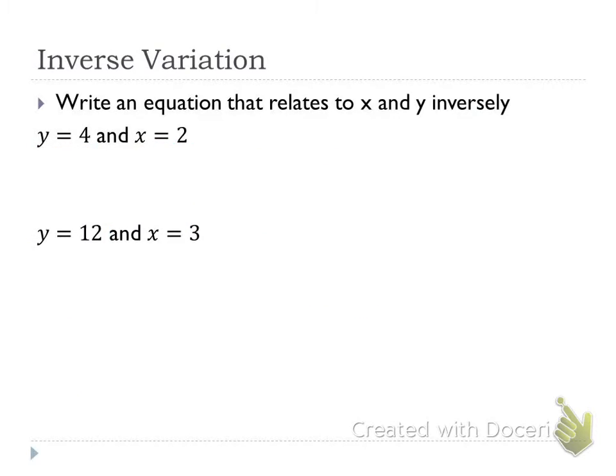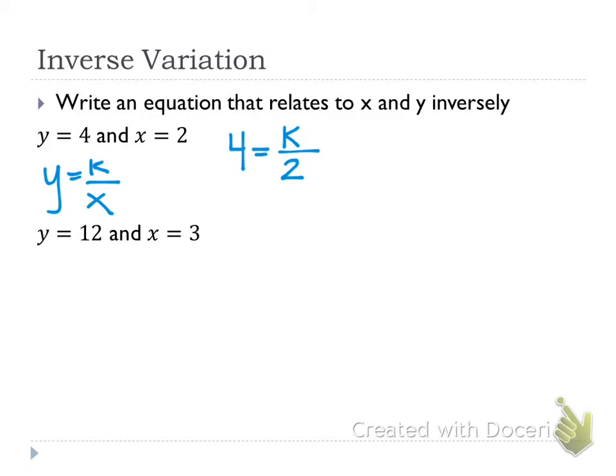So now let's do inverse variation. The formula for inverse variation is y equals k over x, or k divided by x. Again, we see that they've given us y and x, but they did not give us k. Remember, k is always what you're looking for when you're doing direct and inverse variation. So again, I'm going to plug in my numbers. 4 equals k over 2.